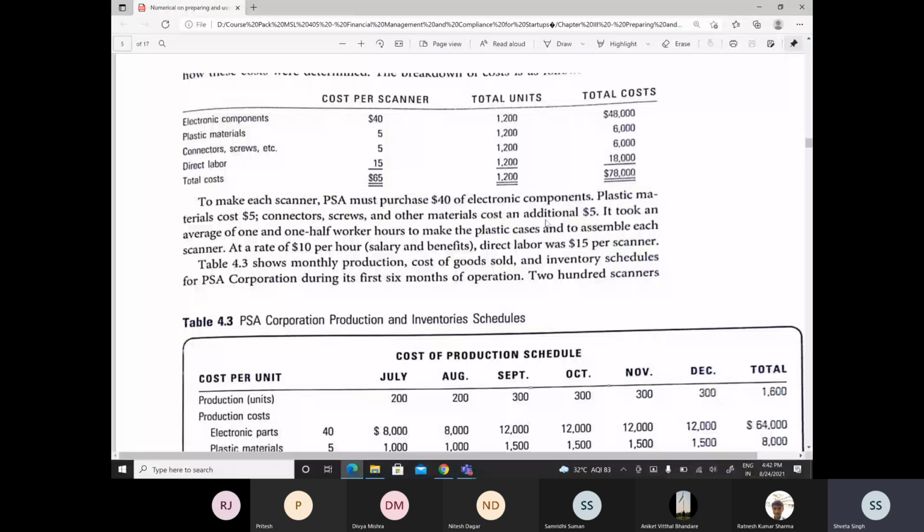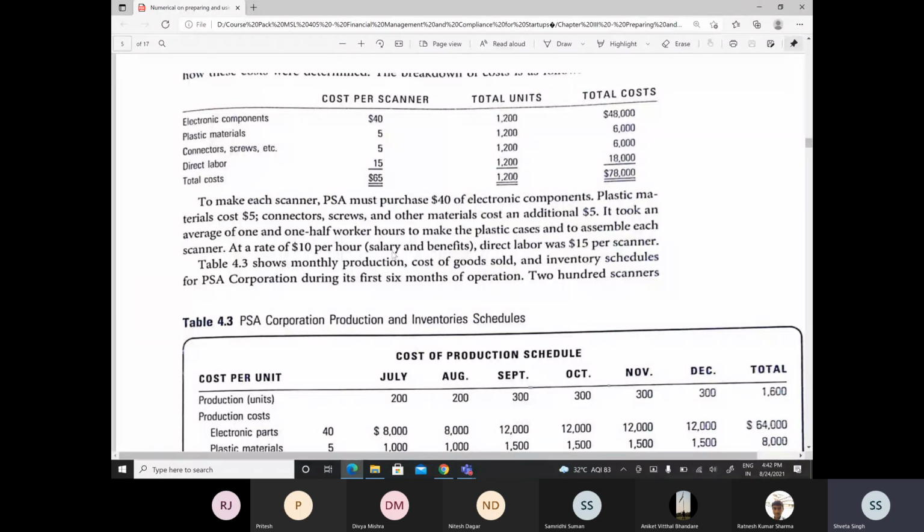It took an average of 1.5 worker hours to make the plastic cases and to assemble each scanner. At the rate of $10 per hour, direct labor was $15 per scanner because it took 1.5 hours to do it.